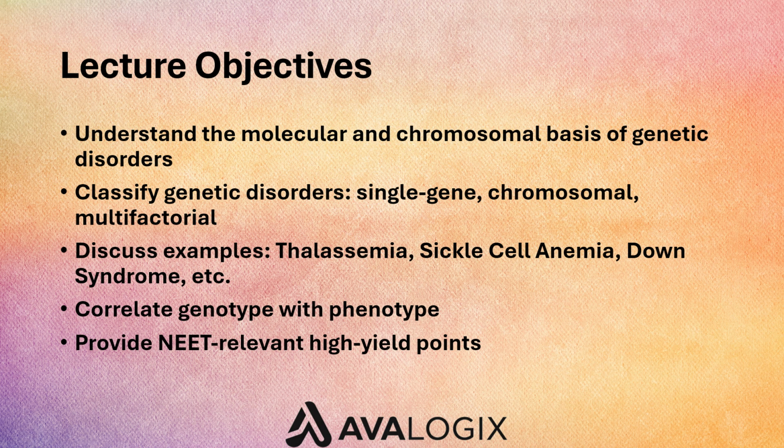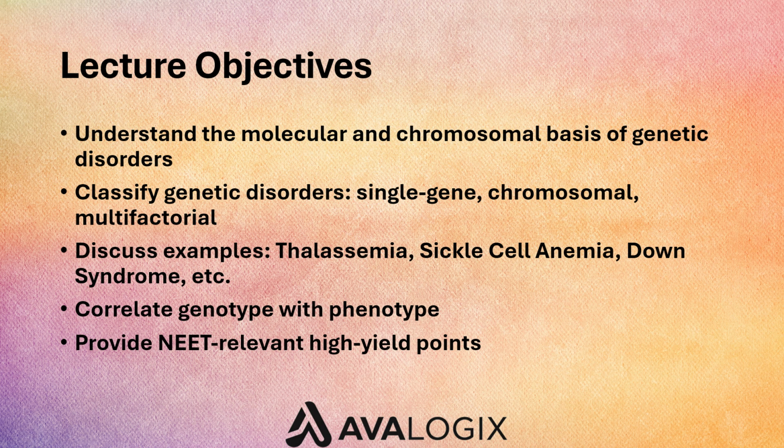Next, we'll analyze case studies of key genetic conditions like thalassemia, sickle cell anemia, Down syndrome, Turner syndrome, and hemophilia. For each, we'll examine the genetic mutation involved, inheritance pattern, phenotypic presentation, and diagnostic strategies. In addition, for each disorder, I will call out high-yield NEET pointers so that you're equipped with the most testable facts for your entrance exam. NEET often tests chromosomal number, gene loci, inheritance type, and hallmark symptoms, so we'll cover those in detail.